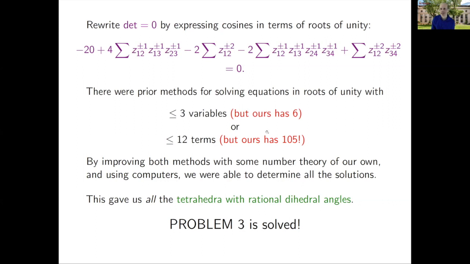So it might seem that this is going to be hopeless, but we were able to improve upon these methods. We combined these 2 methods and improved them by developing some extra number theory of our own. And we also took advantage that we now have more powerful computers. And we use computers not only to search for solutions, but actually to analyze the cases that arise in the proof that there are no other solutions. And so by doing all this, and by doing several large computer calculations, we were able to find all the solutions to this, where the variables are roots of unity. And so once you have that, then that tells you all the tetrahedra that have all 6 of their dihedral angles rational.